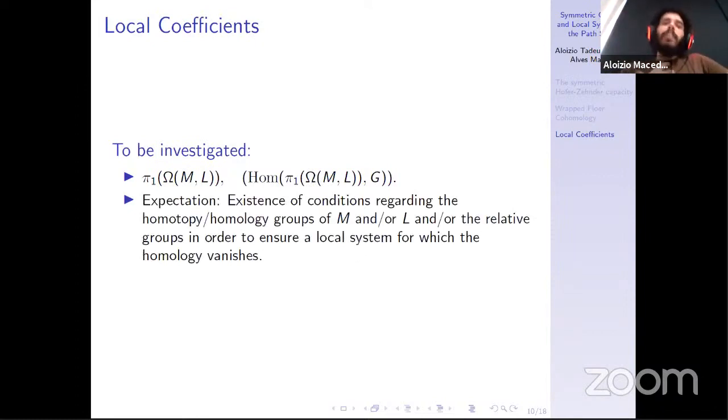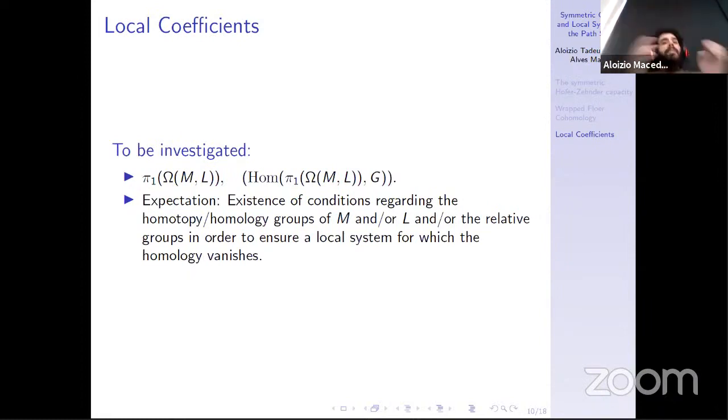So what is our expectation? We try to find conditions regarding the homotopy or homology groups of M, or L, or both, or relative groups, from some kind of topological conditions of them, such that we find a local system for which the homology vanishes, and such that when we restrict this local system to L, it is just a trivial local system.